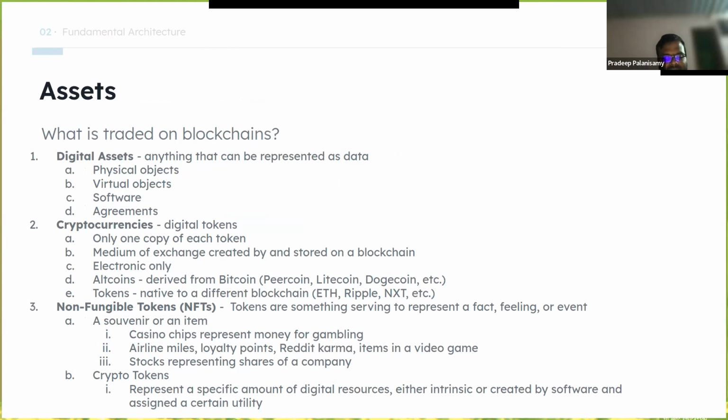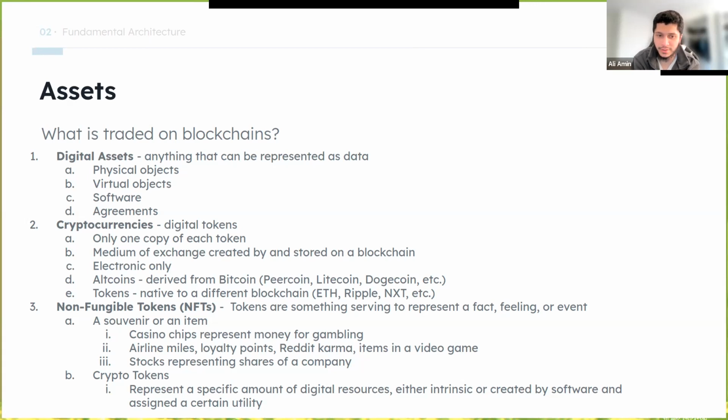So what is actually traded on blockchains? There are three kinds of things: digital assets, cryptocurrencies, and NFTs. A digital asset is a physical thing that you're just representing virtually. Actually, it doesn't have to be physical. It could be a physical object, a virtual object, software, or agreements.